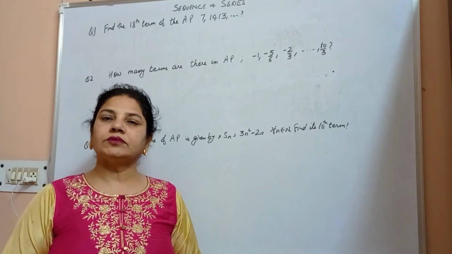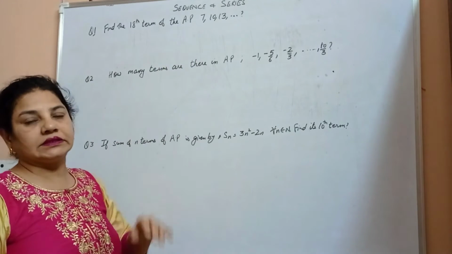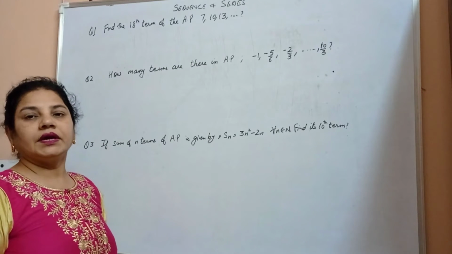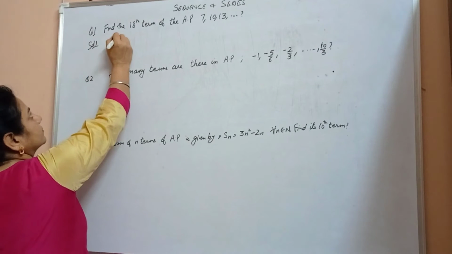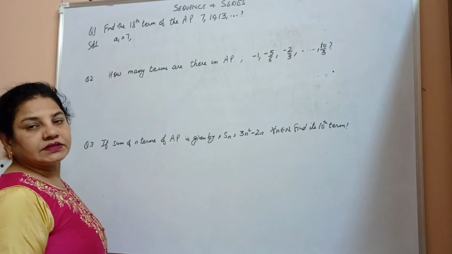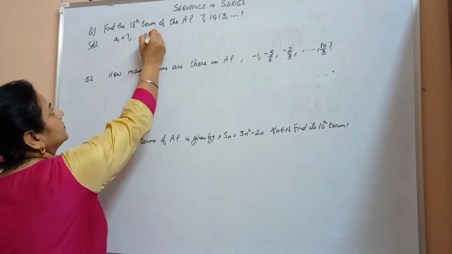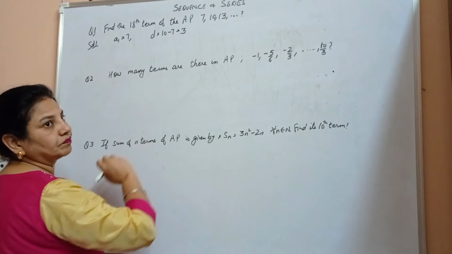Find the 18th term of the AP. The sequence is 7, 10, 13 and so on. Here the first term is 7 and the common difference is the second term minus the first term, which is equal to 3.